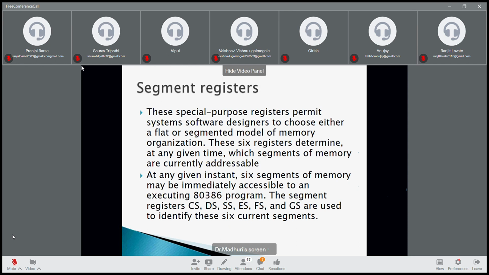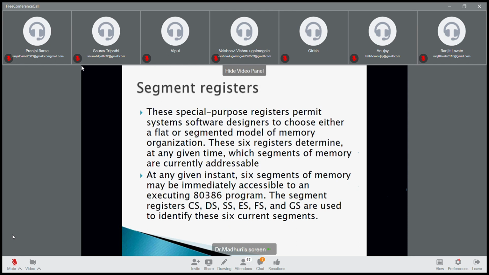They determine at any given time which segment of the memory is currently addressable. See, whenever you have a code segment, a data segment, a stack segment, it will address the current memory. Suppose you have written one variable, then which segment of the memory is addressable, that kind of information will be given by the segment register.